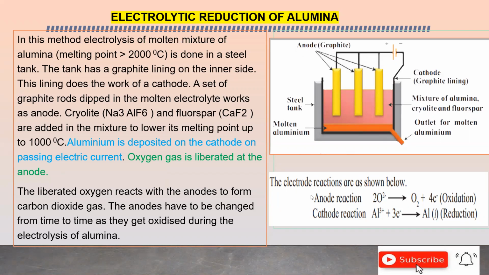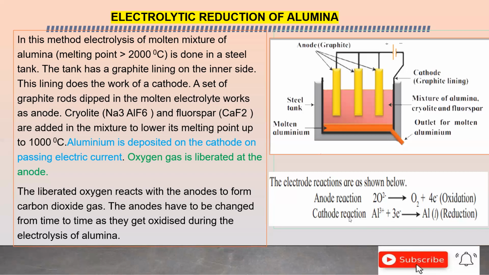Now, next is the electrode reaction. This electrode reaction is also very important. Anode reaction. Oxidation reaction is taking place at the anode and reduction reaction is taking place at the cathode. Oxidation means loss of electrons and reduction means gain of electrons. Okay, so here O2- means oxygen lost 2 electrons. 2 oxygens are there, so 2 into 2, 4 electrons. So we can write 2O2- gives O2 plus 4 electrons.